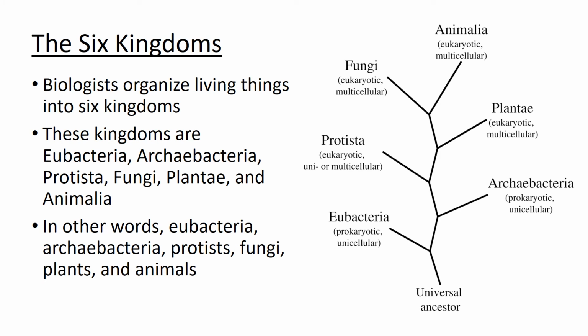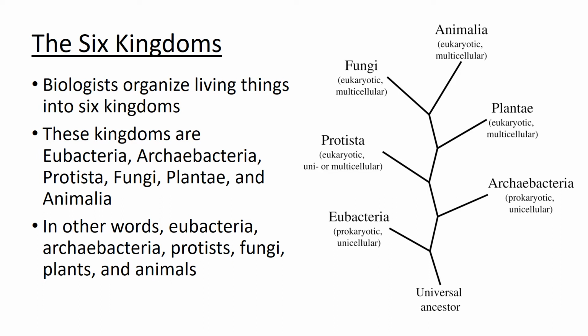Biologists organize living things into 6 kingdoms or categories. These kingdoms are, I'm going to give you their formal scientific names, which are in Latin, and then I'm going to give you their names in plain English. So these kingdoms are Eubacteria, Archaebacteria, Protista, fungi, plantae, and Animalia.